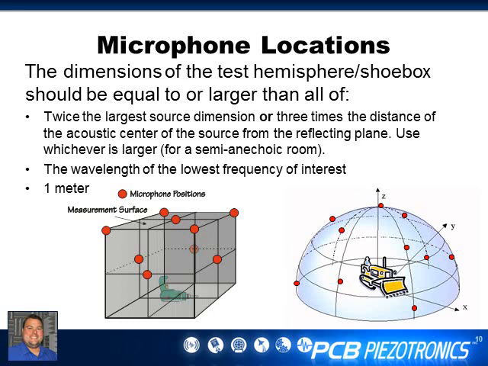The wavelength of the lowest frequency of interest. So that's pretty easy to figure out based on the formulas before. Or 1 meter. So the absolute smallest distance you can be from a source is 1 meter. Basically because that's what's dictated in the standards. It's also the reference distance. So every other calculation measured is either based on 1 meter or 1 square meter of area as your reference. So you can't go below your reference distance for any of these measurements.